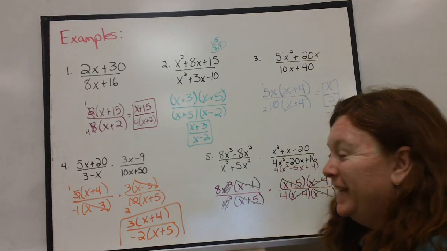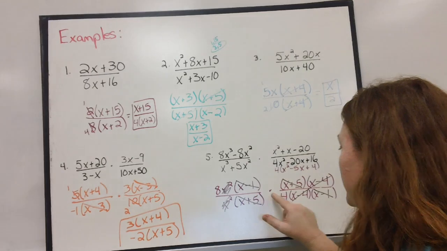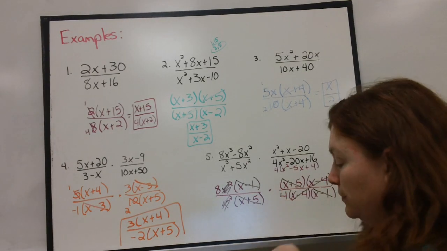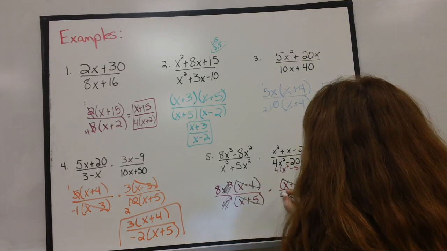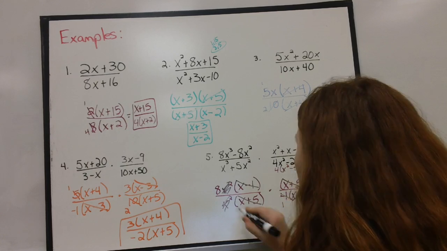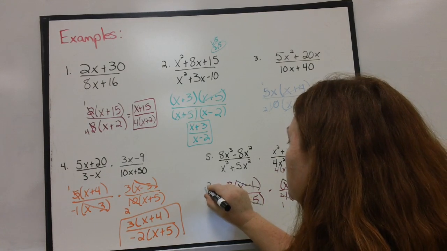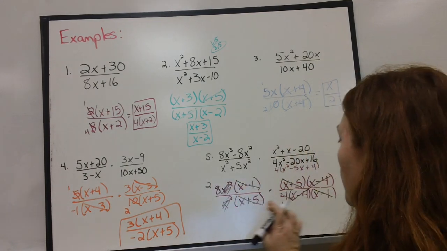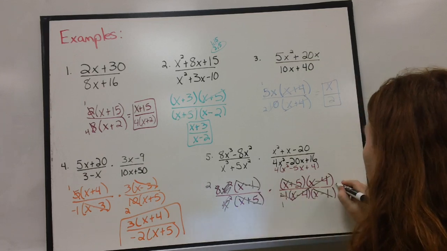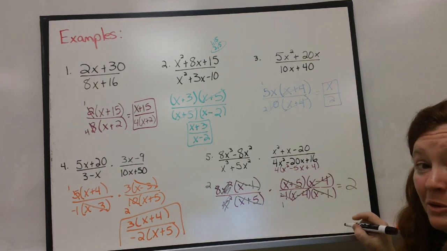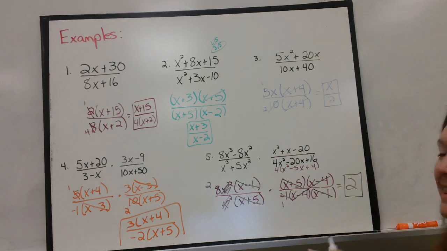And finally, I have an 8 and a 4. 4 goes into 4 one time. 4 goes into 8 2 times. And in all this fun mess, I have a final answer of 2. Oh, I like that problem.